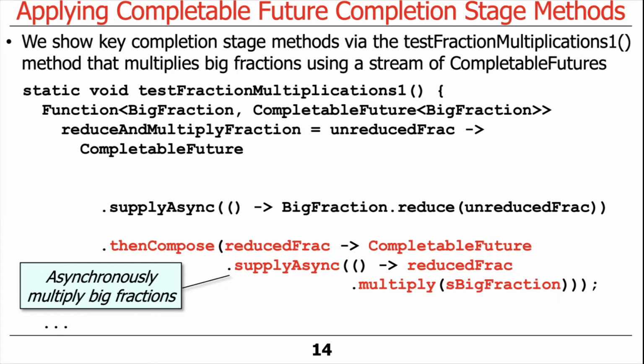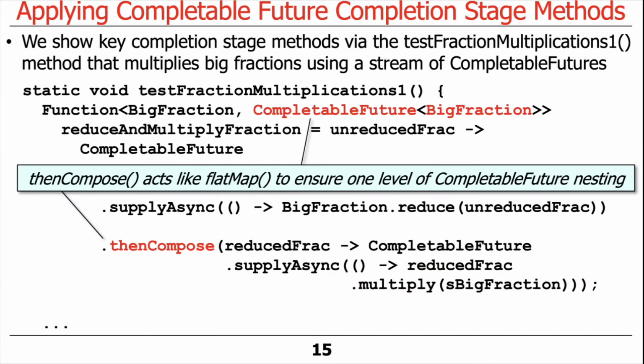And we don't want to have a completable future to a completable future, and that's why we use the thenCompose method. So thenCompose, as we've seen before, acts like flatMap to ensure there's just one level of completable future nesting. If we used thenApply, we'd have a completable future to a completable future, which would be somewhat unwieldy.